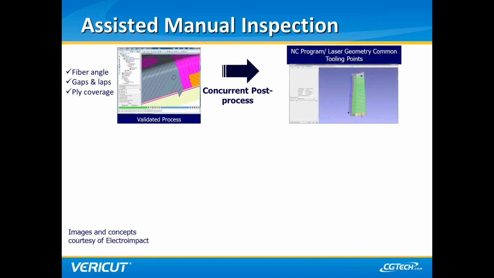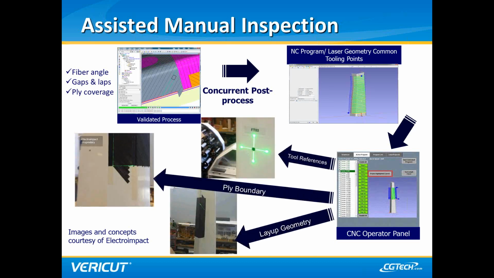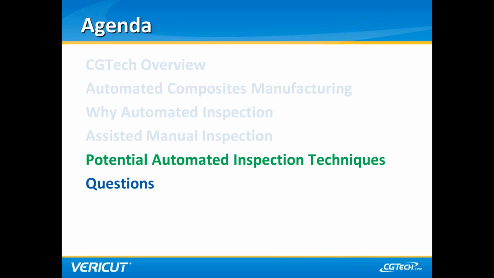In VCP, again Vericut Composite Programming, you can export both the NC data that you run the machine with and the laser projection data to that same reference system. So everything right from the beginning is established with the same reference system going to the machine. From the machine, you can use the operator panel to select what portions or features you want to display on the part, and use the laser projector to project those boundaries or features for verification onto the laminate.